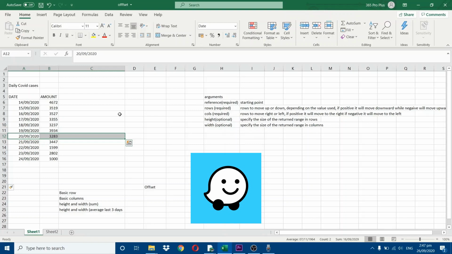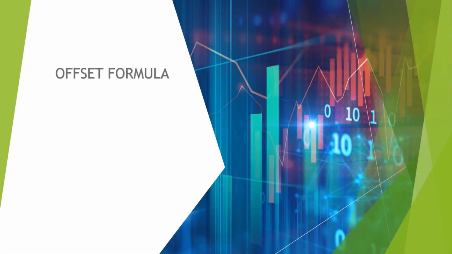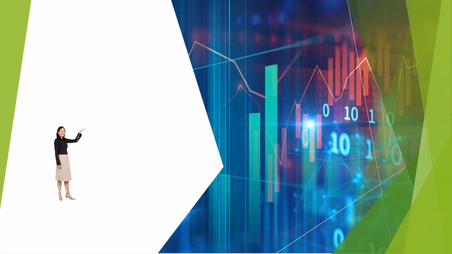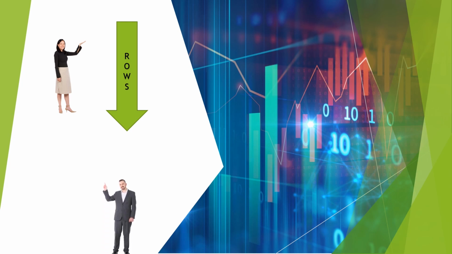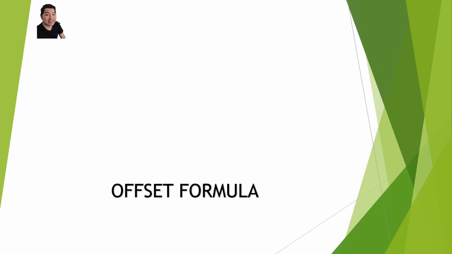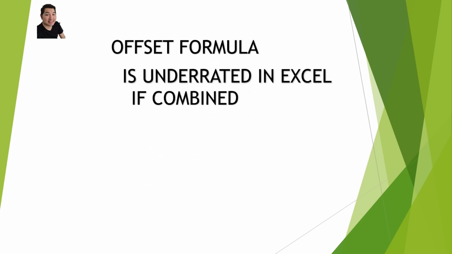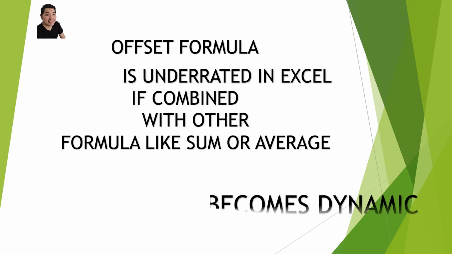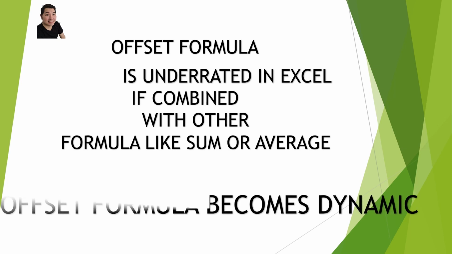It is like waze in Excel because it will give directions, like how many rows to move or how many columns to move. Hearing the explanation on how the OFFSET formula works, you might think that this is a useless formula, or ask where you can use it, because it just returns cell values depending on rows and columns. That is why, in my opinion, the OFFSET function is one of the underrated formulas in Excel, because if it is combined with other formulas like SUM or AVERAGE, it can be a dynamic formula.